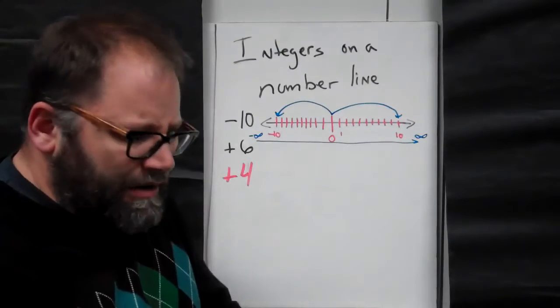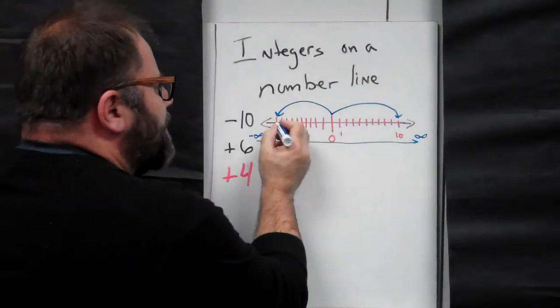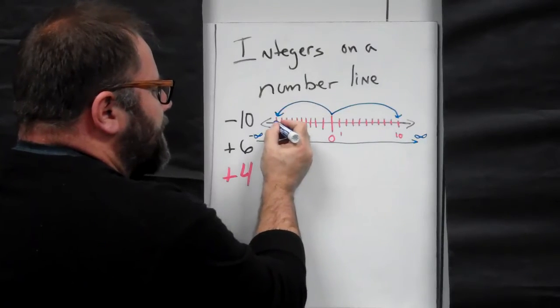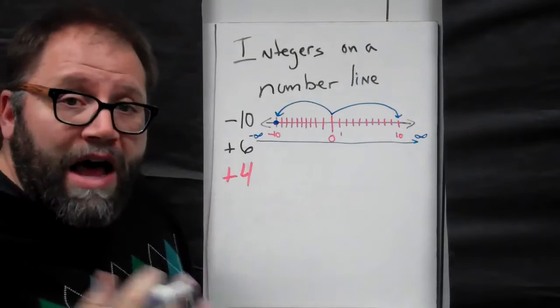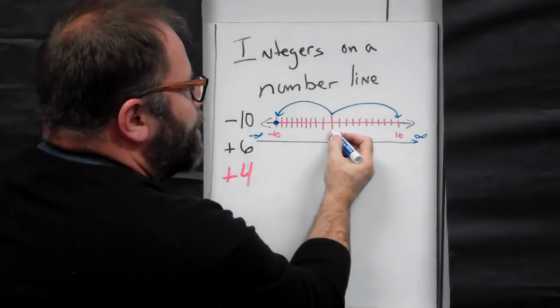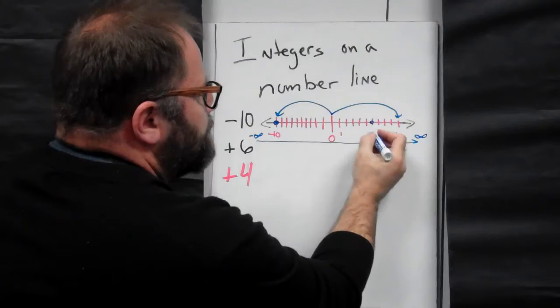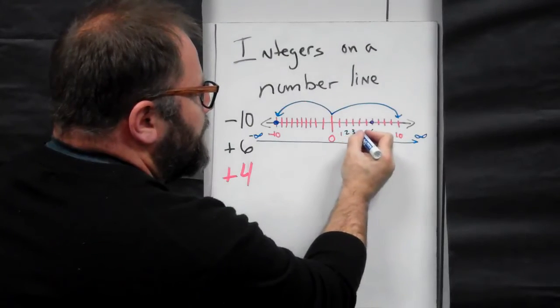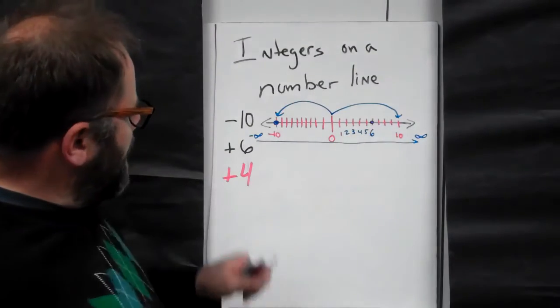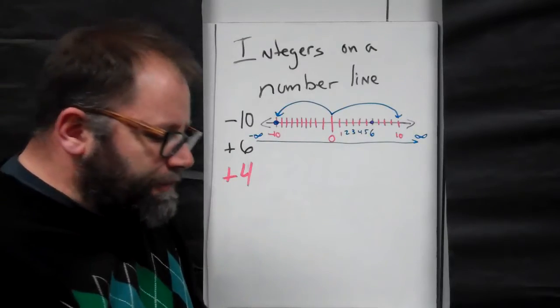Oh, I forgot to put my dot. That's terrible. Here's my -10. There's where -10 is on the number line. Let's graph +6. So then I go from 0, 1, 2, 3, 4, 5, 6. There's +6. And then here's +4. We're going to do +4 a different way.